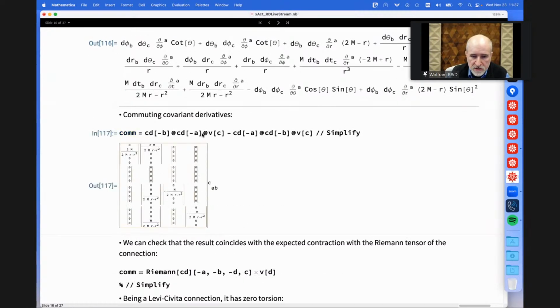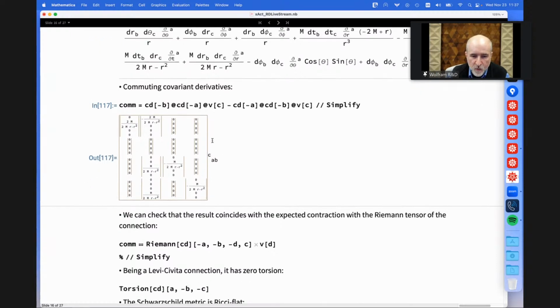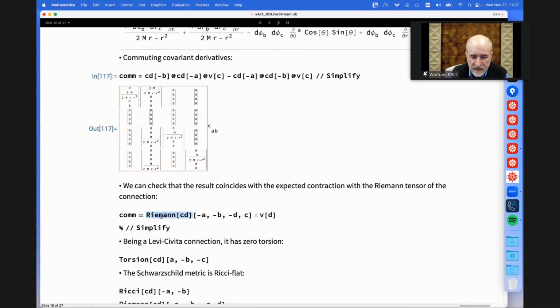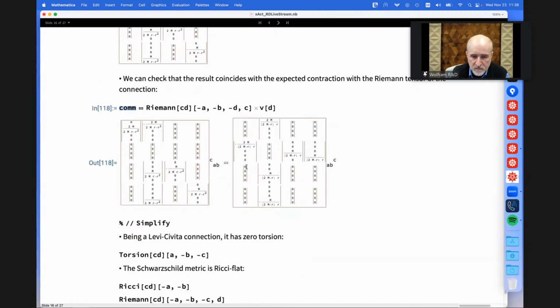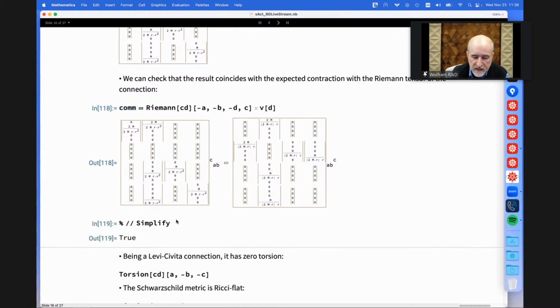Okay, we can do computations. For example, commute the two derivatives on a vector field, right? So this is V^C in both places, but this is BA and this is AB. So you get that result, which has three indices. Now, the standard way of writing this is just saying, okay, it should be that guy. And you see, we say, well, is that thing the same as this thing? So far, Equal doesn't know it, but we do Simplify and we get True.